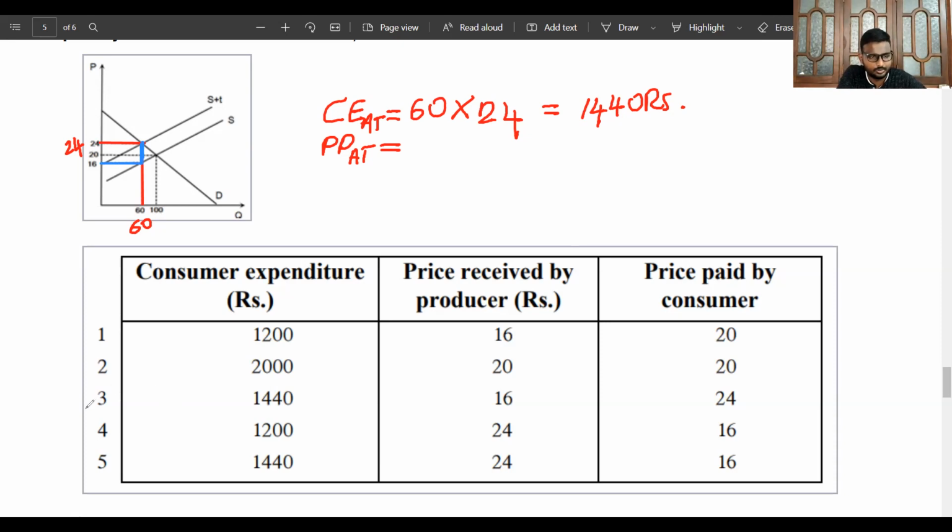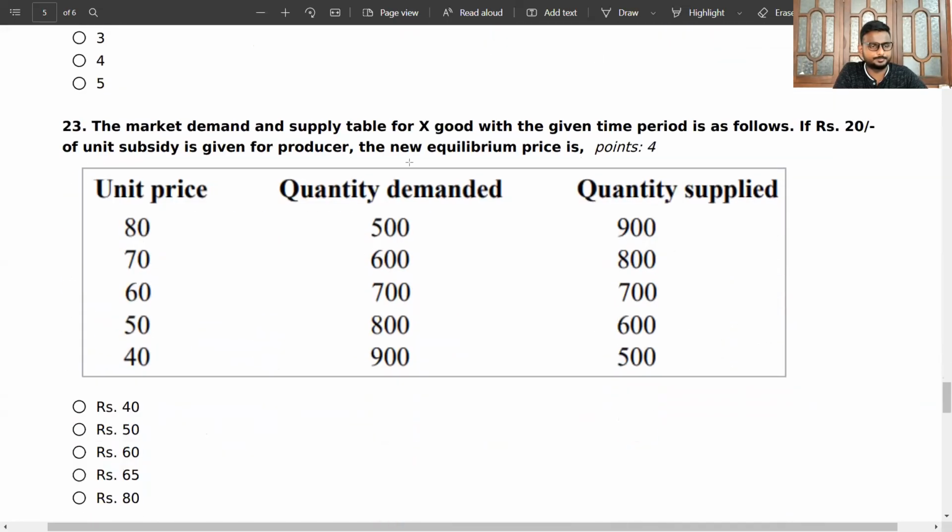Right. So right now itself, I know the answer has to be the third one because the first two are correct and none of the others are matching. So the third answer has to be the answer, but we'll look at the price paid by the consumer also. That is obviously 24. Consumer is paying 24. That's easy. That's the new equilibrium price. Consumer pays that price. Answer is the third answer for this question. Right. So with that, we'll move on to the next question. So the answer is the third one.